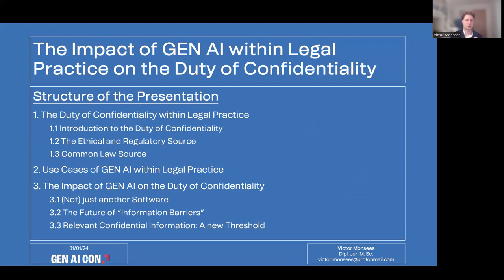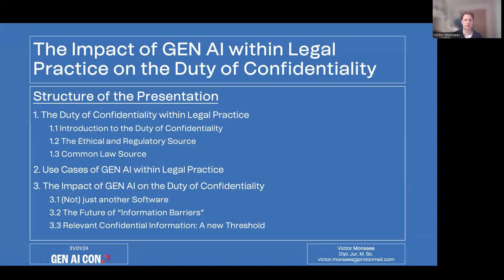Then in my second part, I will use two recent studies to briefly introduce the critical use case of Gen AI in legal practice, current and proposed use cases. And because this is a Gen AI conference, I will not abstractly explain the technology behind Gen AI, but rather reference it when it's relevant in the later parts of the presentation.